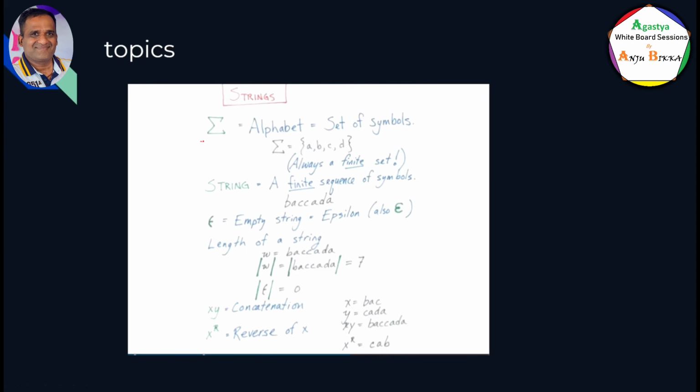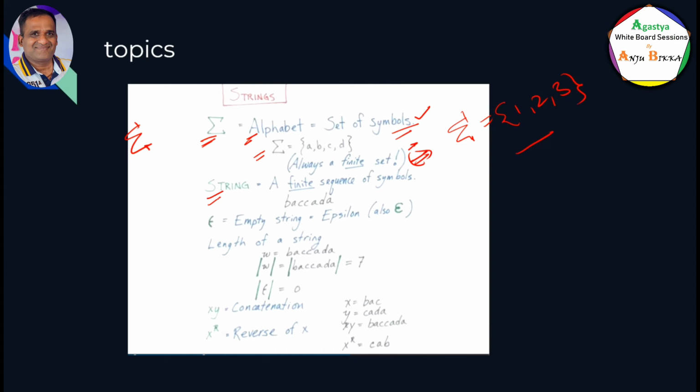Now this is the Greek symbol we use. This one, sigma, is an alphabet. And what is an alphabet? We are going to discuss a set of symbols. Any symbols we can use, like 1, 2, 3, any set of symbols. Always a finite set. This is very important. We'll discuss this one: always a finite set of symbols.